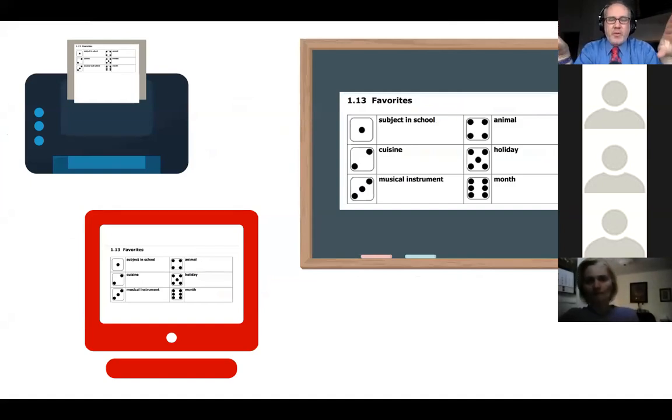So where would you put up your dice frame? You could do it as we're doing here on a computer. You can actually write this on the board, and that's most of what you would do. It's very easy to just write this on the board, or you can print these as well.